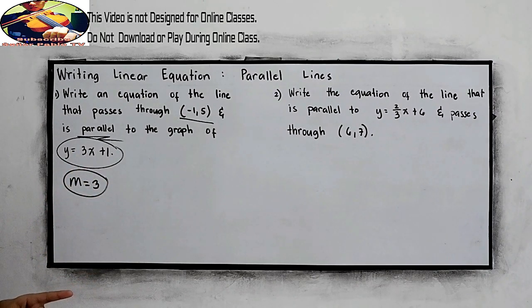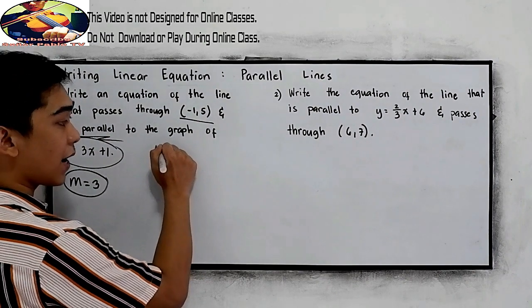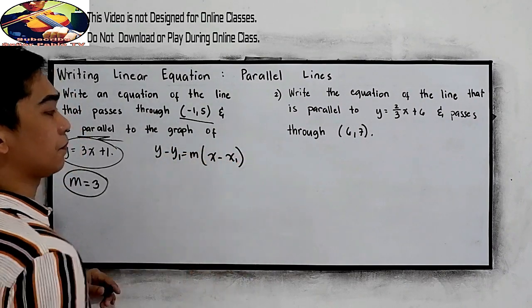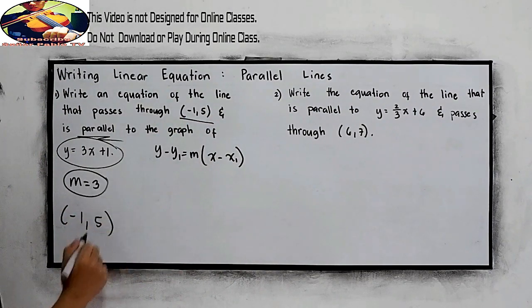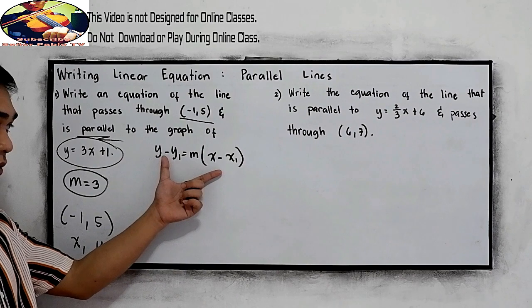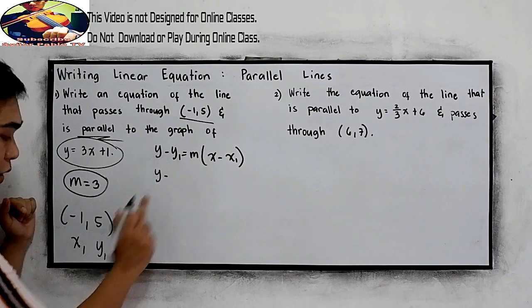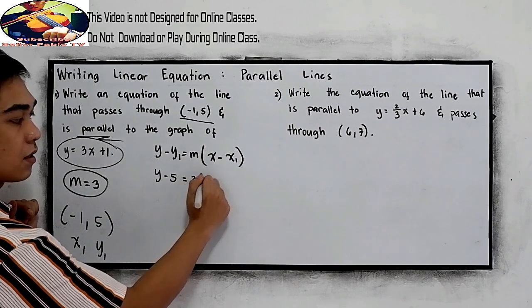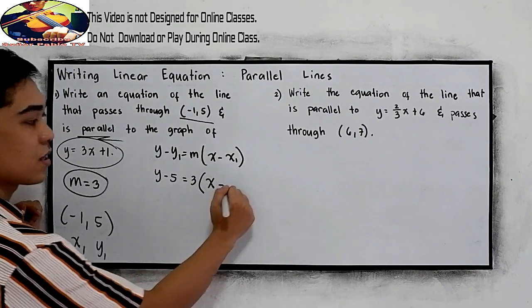Now, our previous topic, the point slope form, y minus y sub 1 is equal to m times x minus x sub 1. We have another given, which is the point negative 1, 5. This will be our x sub 1 and y sub 1. We need to substitute in the point slope form. So y minus our y sub 1, which is 5, is equal to our m, which is 3, times x minus x sub 1, which is negative 1.